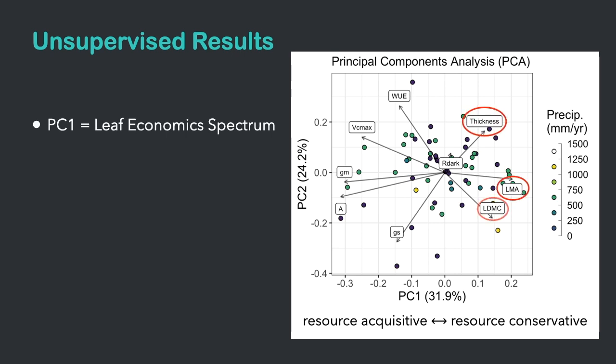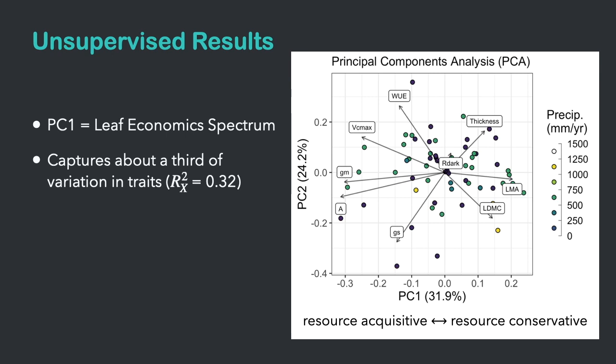So variables like thickness, leaf mass per area, and leaf dry matter content indicate more robust leaves on the right and more delicate leaves on the left. And variables like A and VC max indicate more photosynthetically efficient plants on the left and less so on the right. So this axis captures about 1/3 of the variation in traits. That's the r squared x, which is about 0.32.